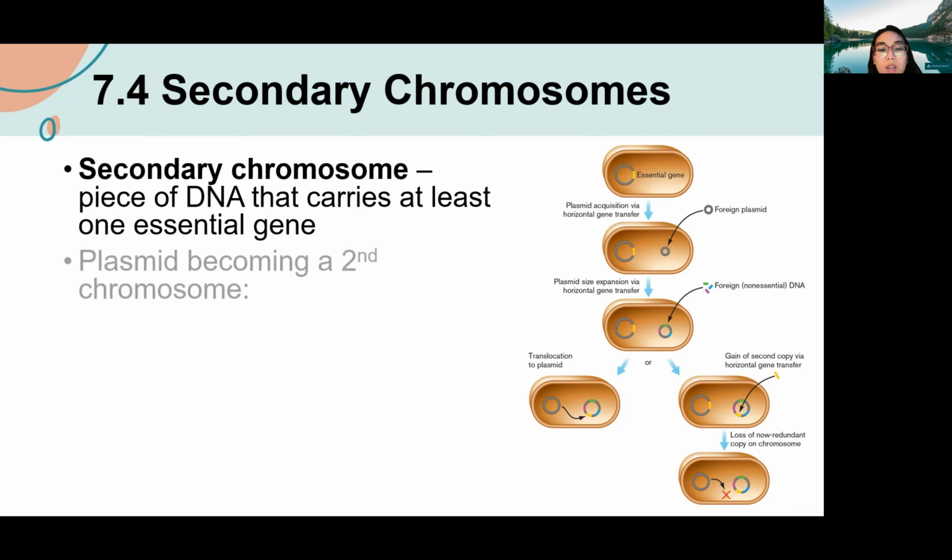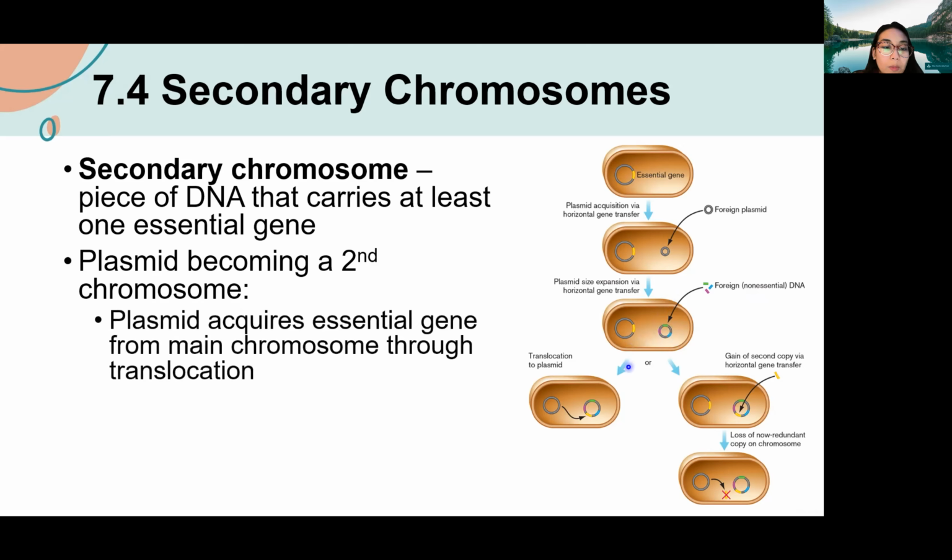And so the theory is that a plasmid can become a secondary chromosome if it acquires some kind of essential gene. So here is a bacteria with an essential gene, and let's say that it receives a plasmid, just a regular old plasmid, not anything special. So this plasmid can take in a bunch of non-essential genes, which is cool. That's what plasmids do. But there are a couple ways where it can possibly become a secondary chromosome. One way is if the essential gene from the main chromosome translocates onto the plasmid. So just a transfer. Obviously, that makes it so that this is now a secondary chromosome.